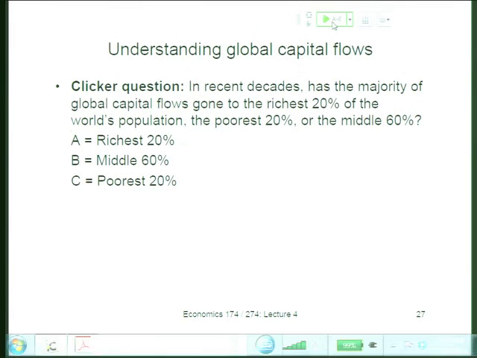Okay, so this is the question, and I want you guys to go in. In recent decades, has the bulk of global capital flowed to the richest 20% of world population, the middle 60%, or the lowest 20%? We already know what the model predicts, right? We just went through that. I just want to know if you guys think the model's right. And if not, is it A or B? Let's take like a minute. If you want to chat with your neighbor, please go ahead.